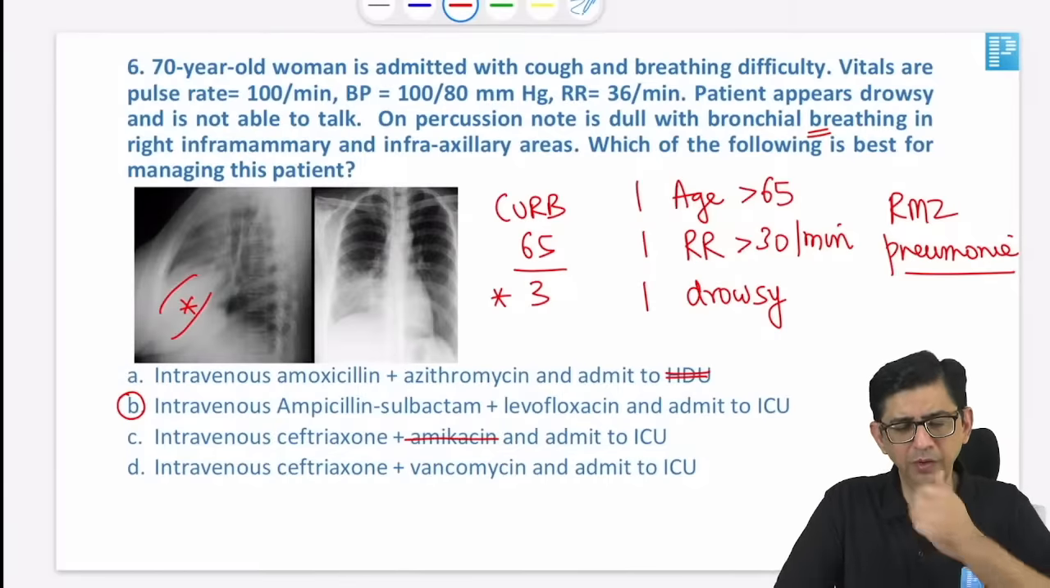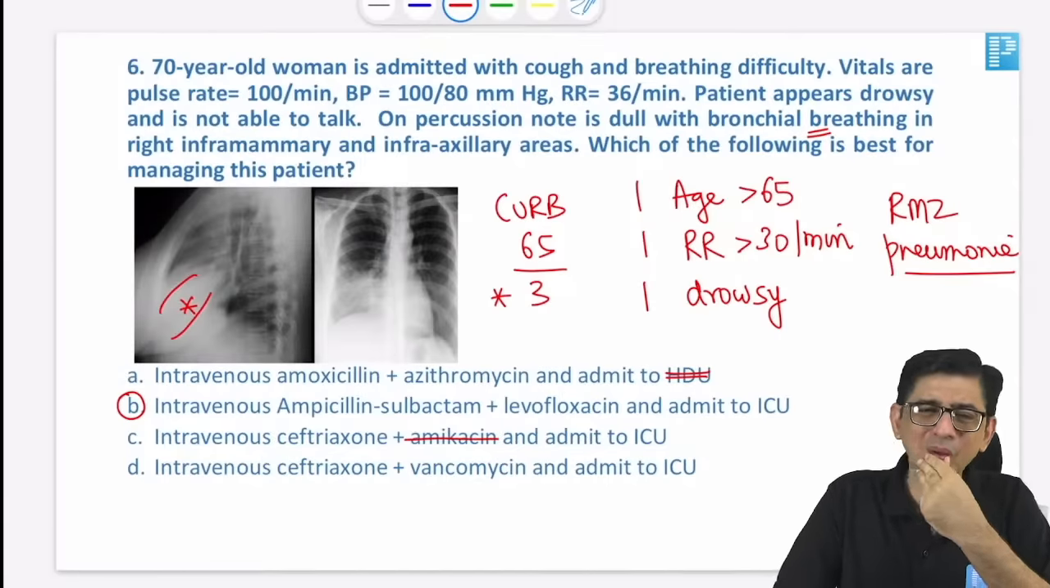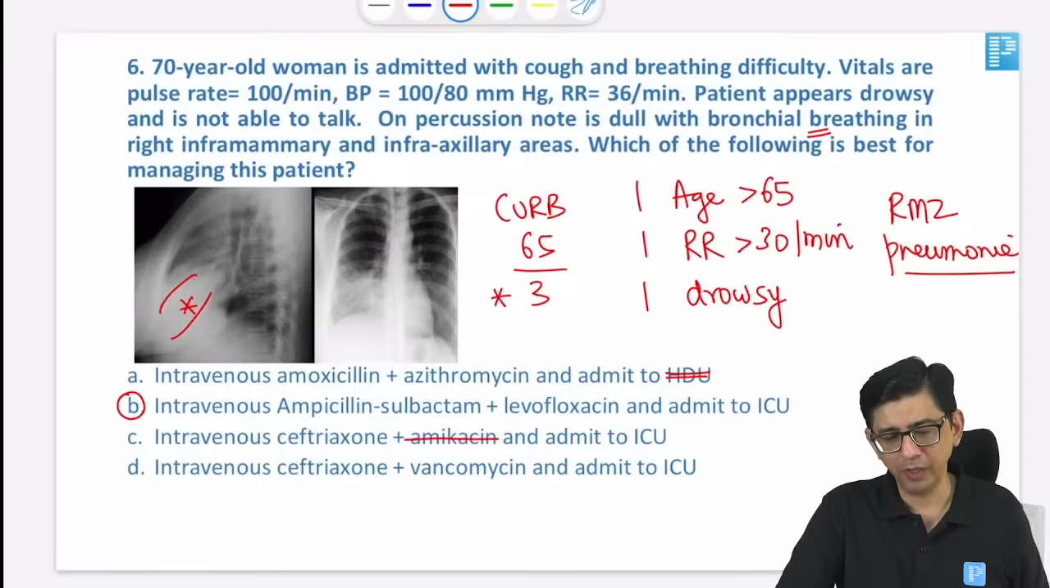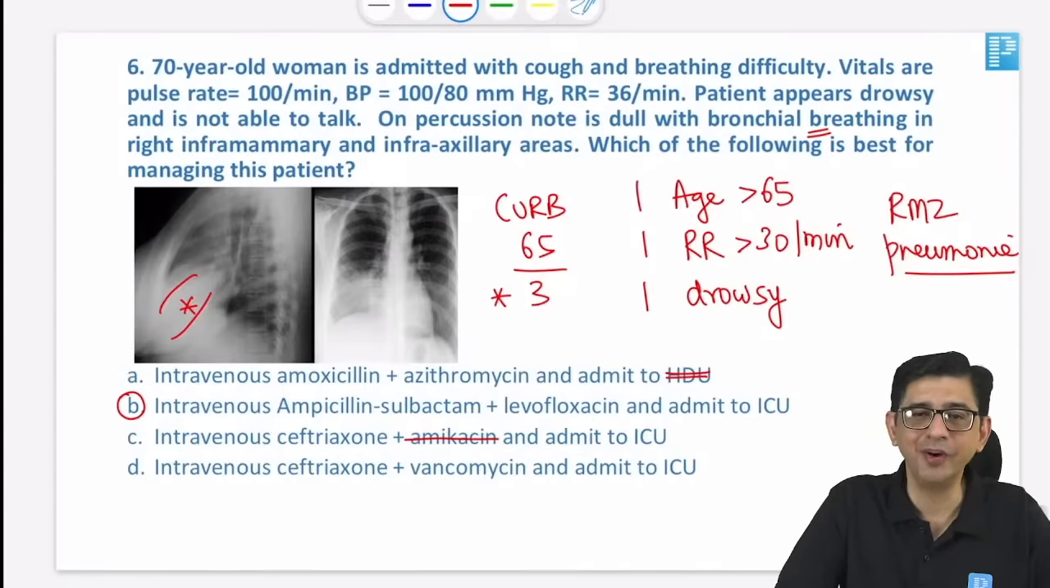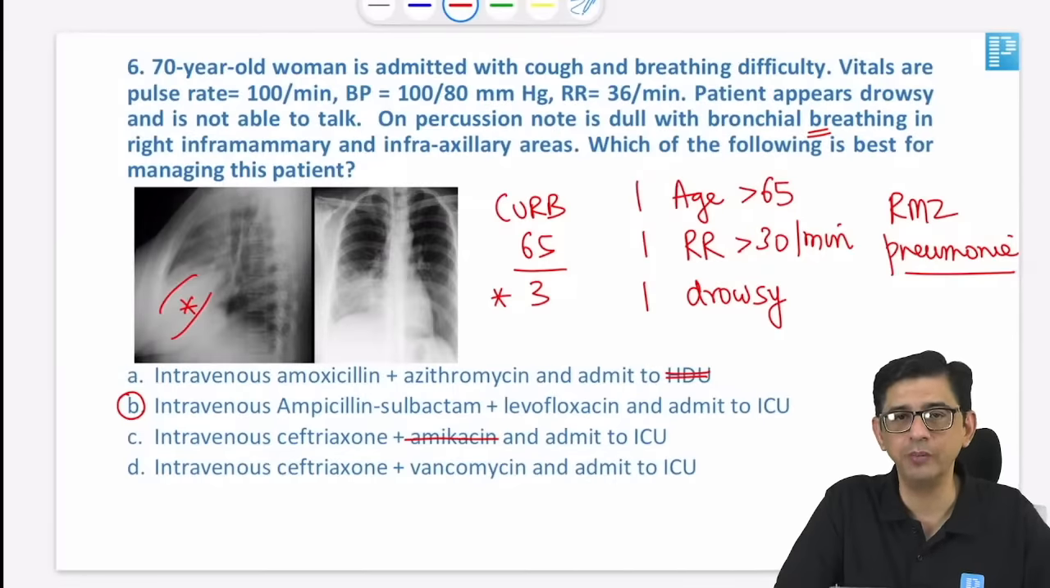When to use ceftriaxone alone, empirical? No, doctor, empirical means ceftriaxone, empirical. I could not understand your question, doctor. Option A would have given ICU. Okay, amoxicillin, even then, doctor, we have not given coverage. No, if it was amoxiclav with azithromycin, it would have made sense.